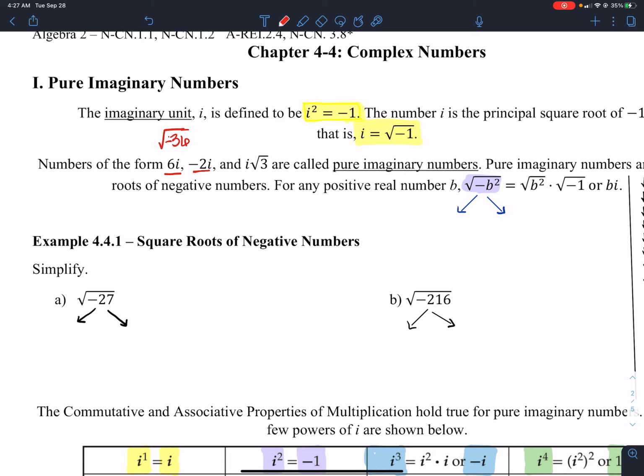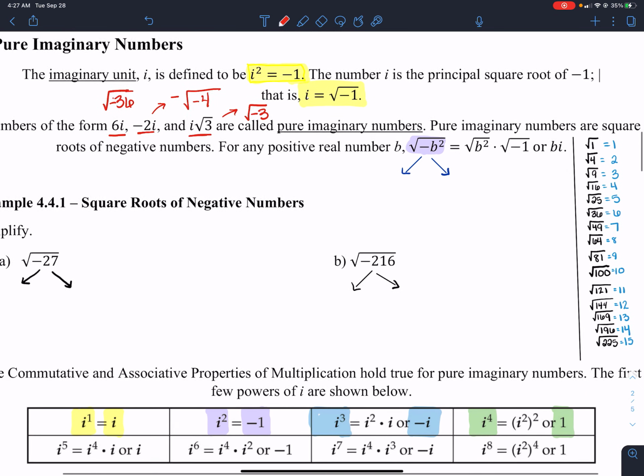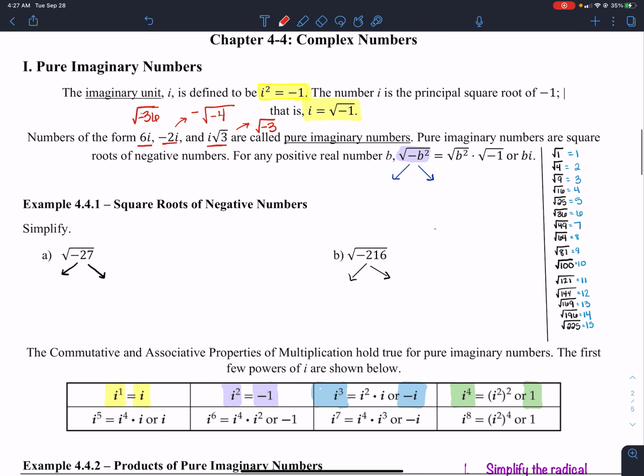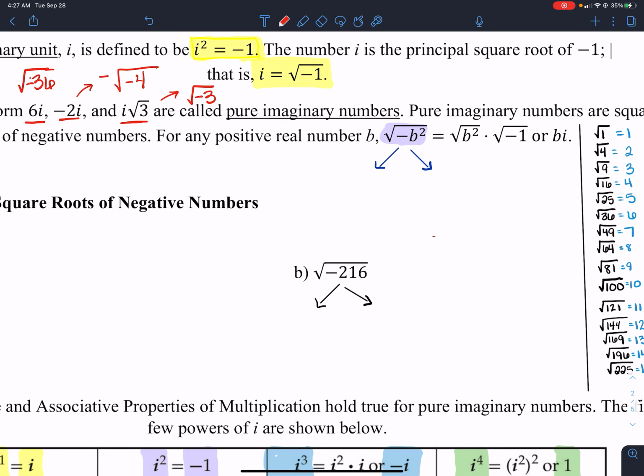-2I. That was originally -4. I radical 3. That one there was originally -3 under the radical sign. Okay. All right, so looking forward, anytime we see a negative, we will know that we can take that negative right out. Okay.